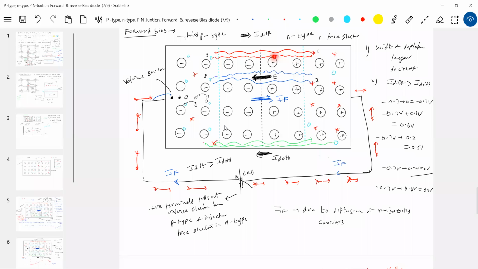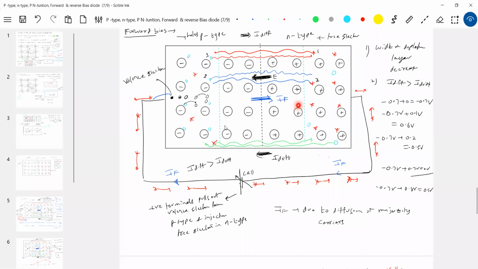Earlier 100 were crossing, now 150 will cross. As you increase the bias further, 200, then 300. Like that, the amount of majority carriers increases. That's the first thing. Next, what will happen to the flow of electrons? The negative terminal will inject electrons. These electrons have energy, so a few electrons will come and take this position.